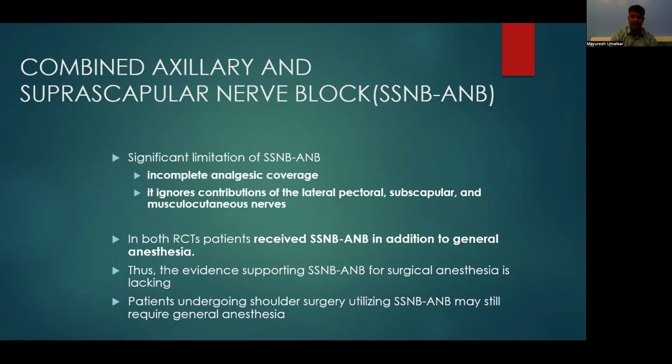Now, the combined axillary and suprascapular nerve block limitations: incomplete analgesic coverage, and it ignores the contribution of lateral pectoral, subscapular, and musculocutaneous nerves. In both RCTs, patients received general anesthesia. So there is a lack of evidence also whether surgical anesthesia with only the block is possible or not. As per me, there is no possibility with the combined suprascapular and axillary nerve block to give full surgical anesthesia for awake shoulder surgeries. But yes, for pain relief under general anesthesia, we can use this option with multimodal analgesia.